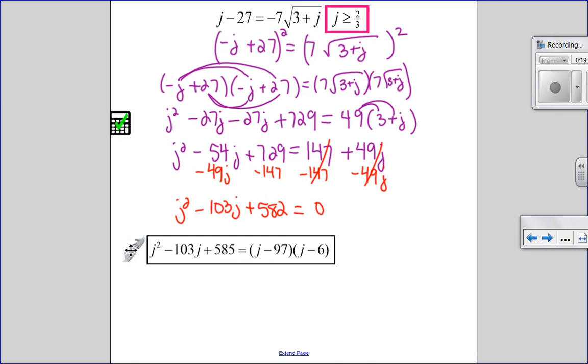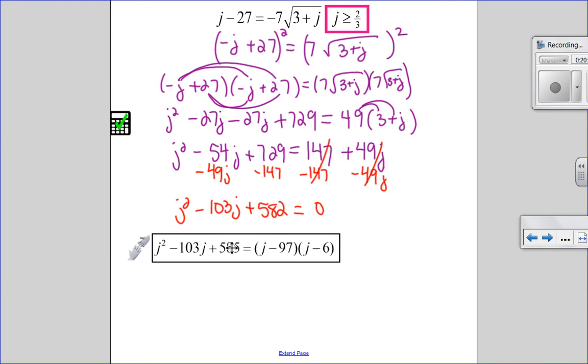Let's just see. Let me go back up and check my math here. So 27 times 27 is 729. That is good. 49 times 3 is 147. Take away 729, yeah, that should be 582. So maybe I just wrote this down wrong when I brought it over. Let's just double check that 97 times 6. Yes, this is a mistake. Okay, here I thought I did the question wrong. Okay, so that should be 582. So that's just a typo.